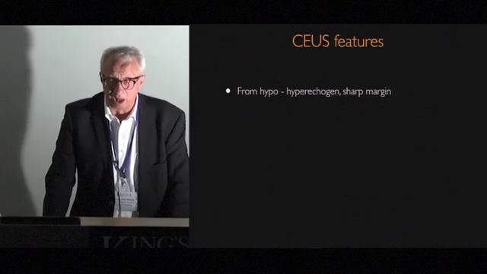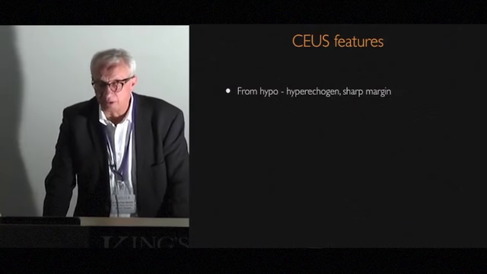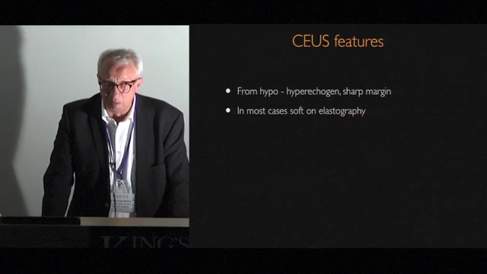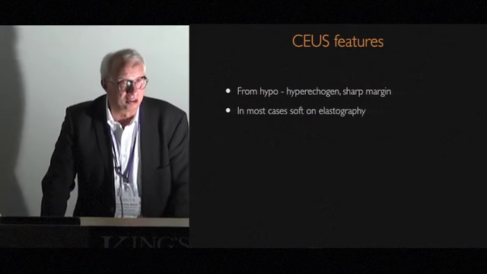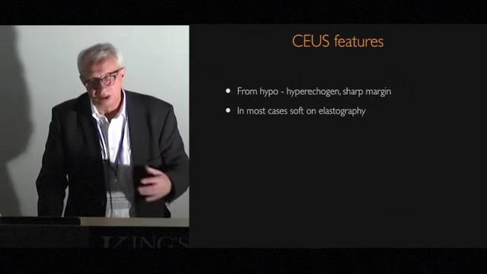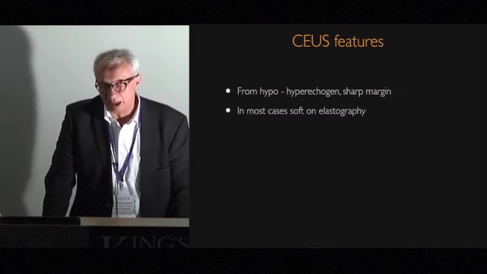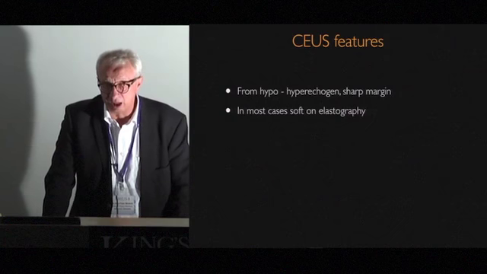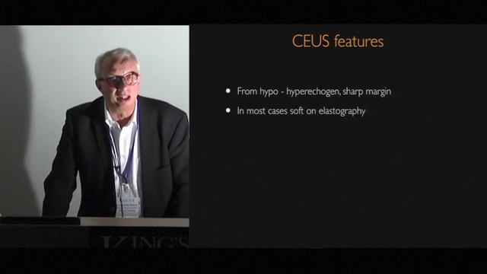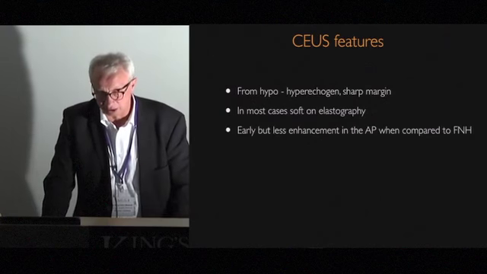Contrast features from hypo to hyperechogene, mostly sharp margins. In most cases, they are soft on elastography. Of course, if it starts bleeding, they are no longer soft. They may become hard on elastography, but in the far most cases, it is soft, and therefore elastography may play a role in distinguishing adenomas from FNHs.